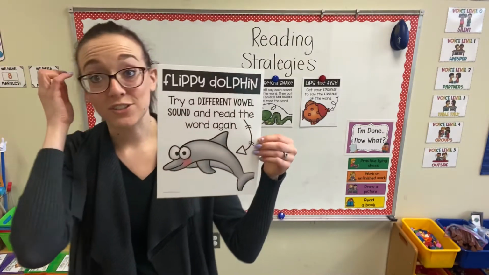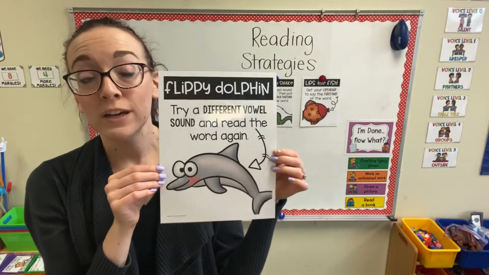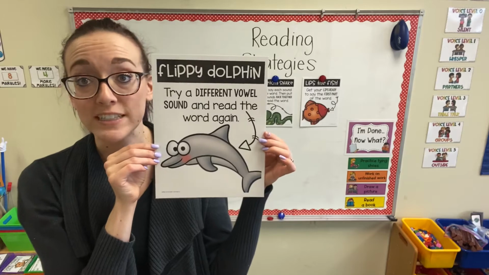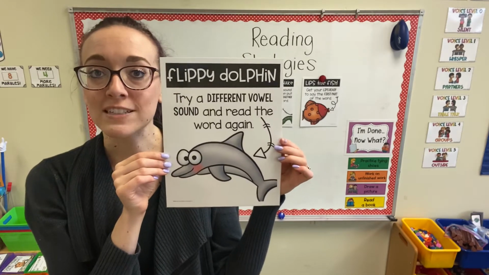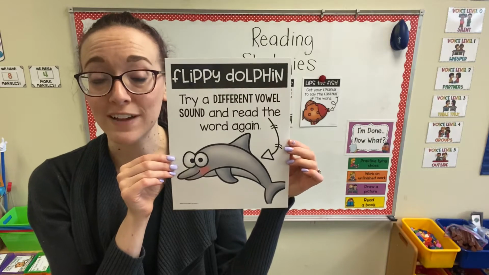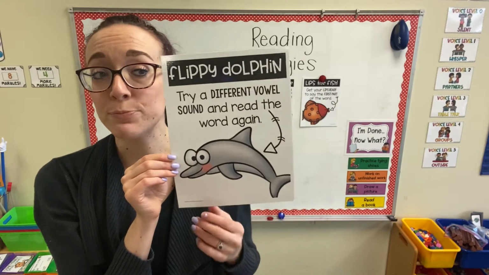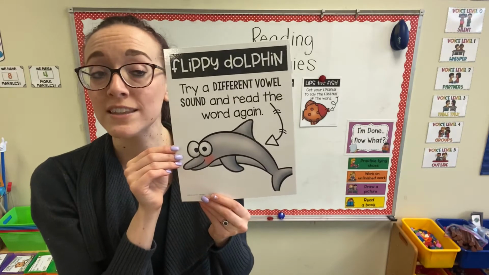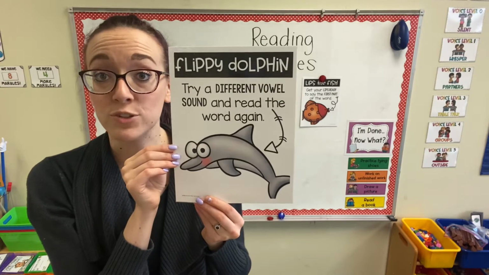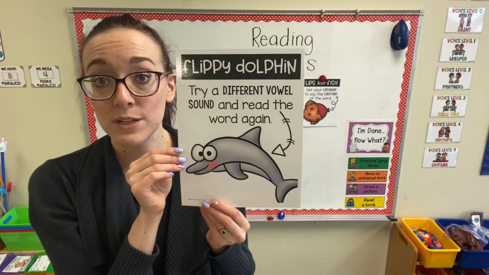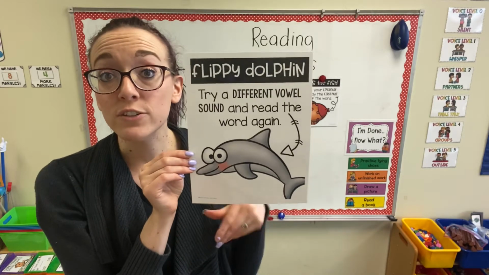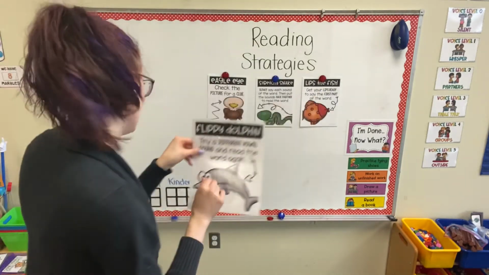Our next reading strategy is a new one for you, and this one is kind of tricky sometimes. This is called Flippy Dolphin, and Flippy Dolphin looks at our long and our short vowel sounds. It has us looking at a word, and if we're using the letter A, we're going to try the short vowel sound and the long vowel sound. Before we do this, let's review all of our letter sounds.